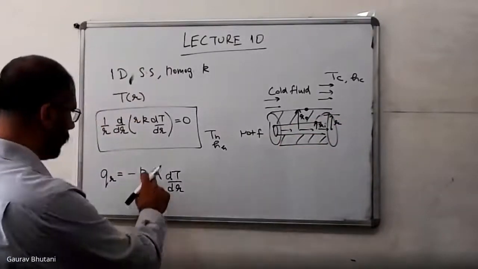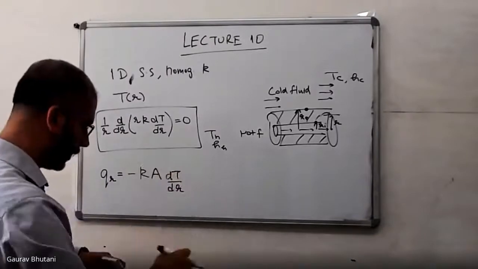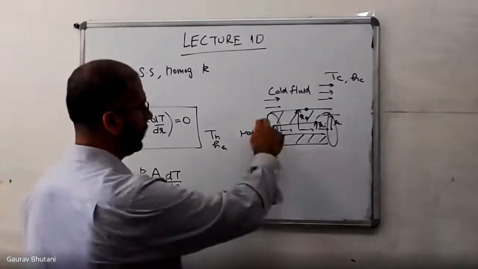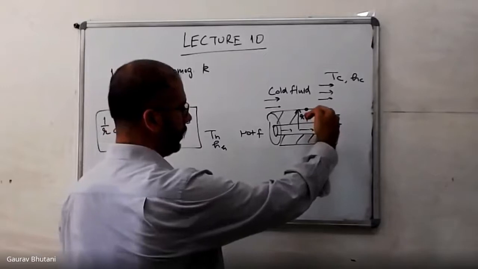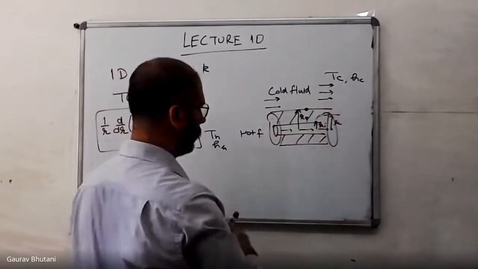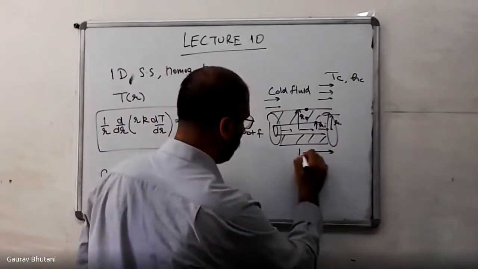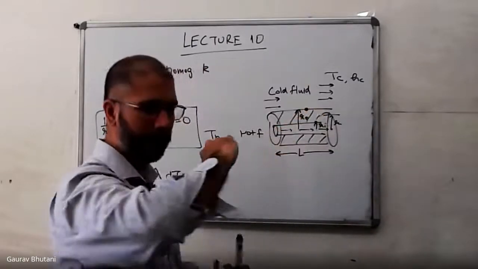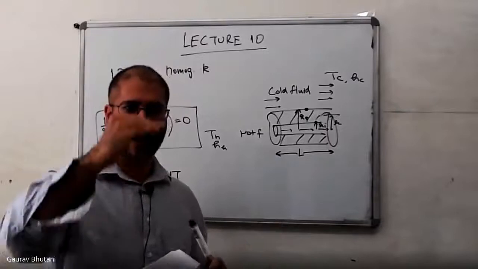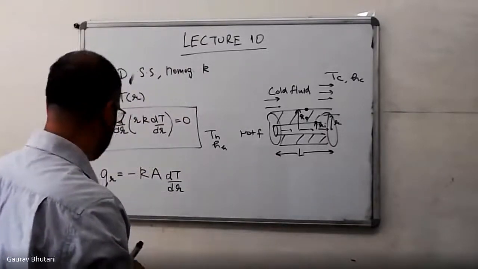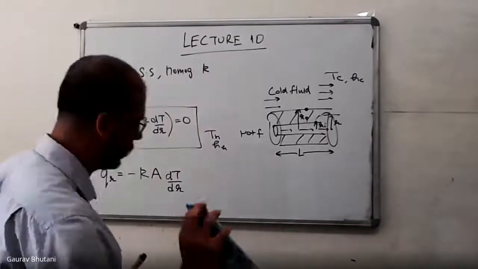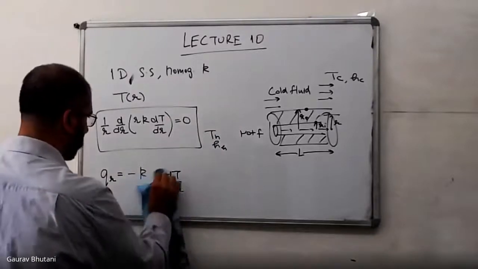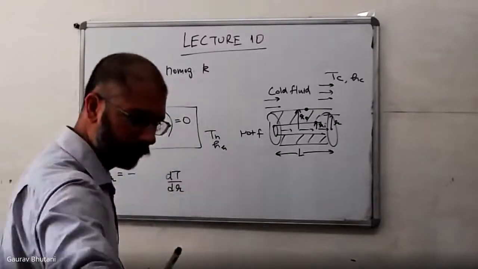Now the area is the surface area. In this case, the area at any r is the circumference times the length of the pipe. So let's take the length of this pipe as L. So it's 2 pi r times L, the area through which the conduction is happening. So this A can be replaced by 2 pi r times L.